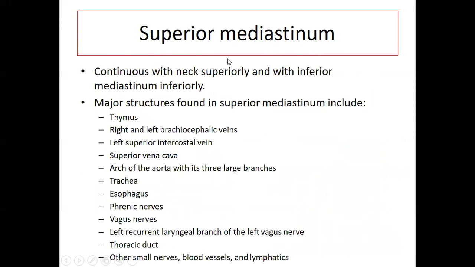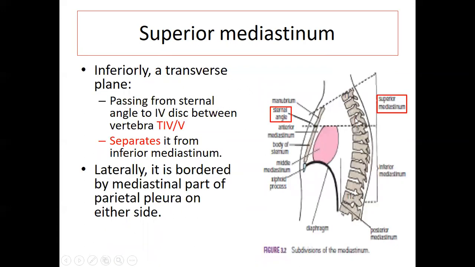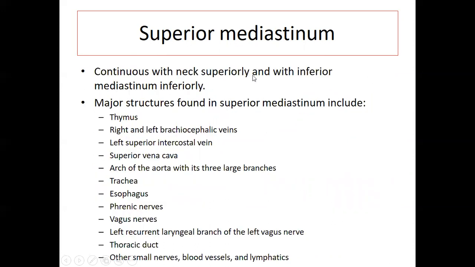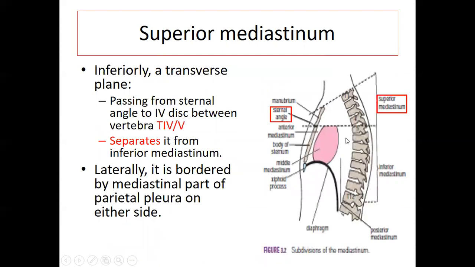The superior mediastinum definitely is continuous with the neck. Above the superior mediastinum we have the neck, right? It continues with the neck superiorly, and also it continues with the inferior mediastinum inferiorly.